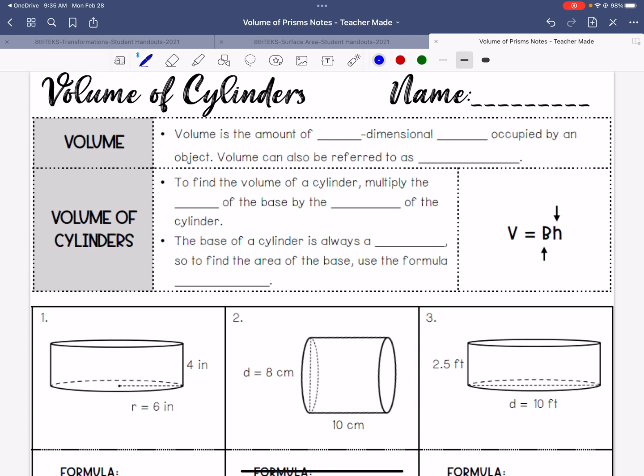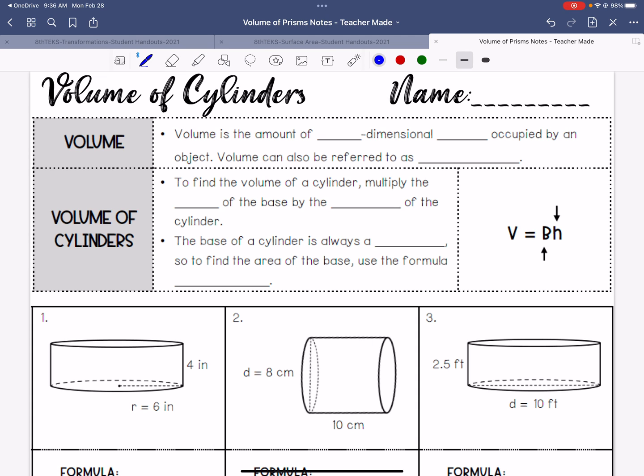We are going to be studying volume of cylinders today. This is an 8th grade standard, but I have 100% full confidence that we are going to be able to zip right through it. You'll notice that it's only one page, so it shouldn't take super long.